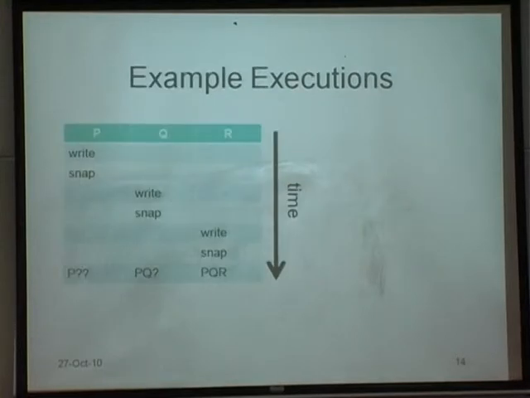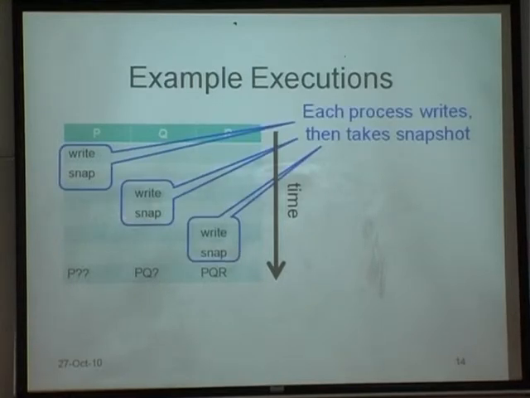Okay, so here is an example of an immediate snapshot execution. Time runs from top to bottom, and each column represents the behavior of a process. Here, process P writes its value and then takes a snapshot. Then when it's finished, the next process does a write and a snapshot, and so on. So this is an example of an execution where the sets are singleton sets, where each process runs by itself.